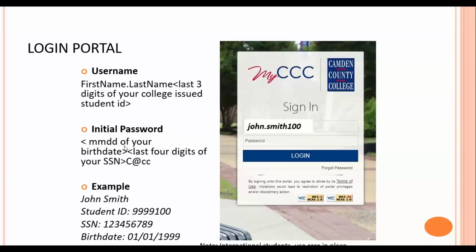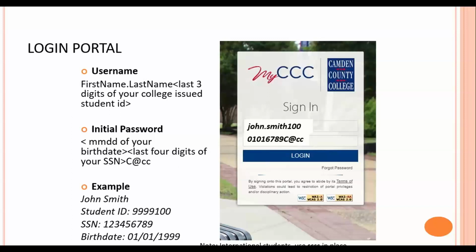And then your password, and this is your initial password, is going to be your 2-digit month and 2-digit day of your birthday. So for John Smith, that would be 0101, followed by the last 4 digits of your social security number, so 6789, followed by a capital C, an @ sign, and 2 lowercase c's. So his example is going to look like this.